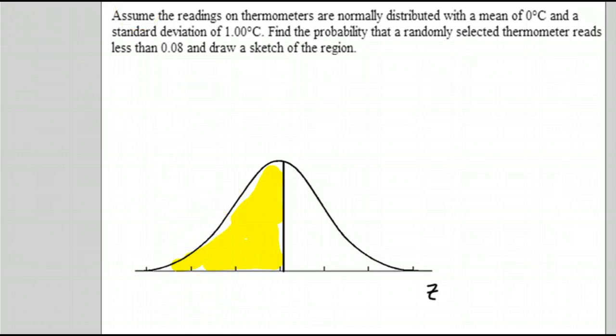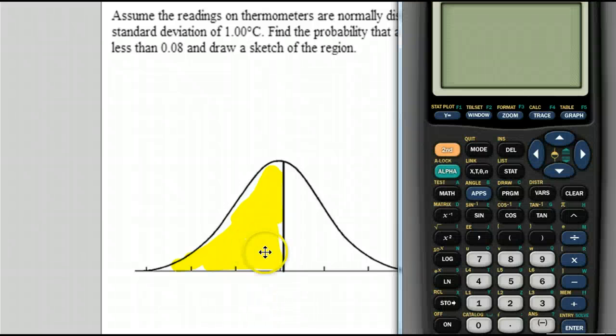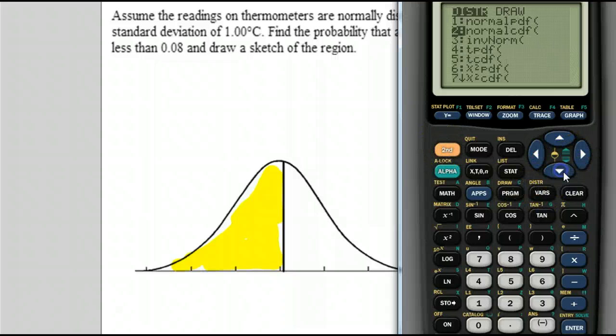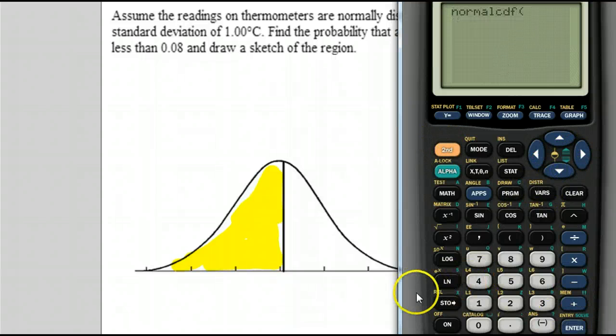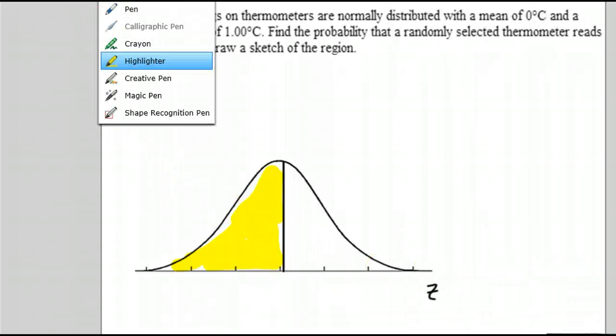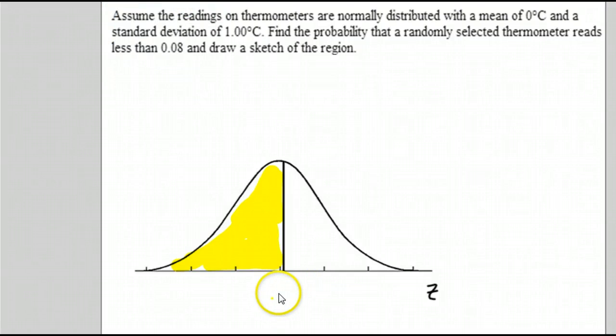So according to the calculator, what I've been telling you guys is to use, for areas in the normal distribution, the normal CDF, right? And the very first thing you put in is where does the shading start. So this starts way over to the left like that. We just put in a bunch of 9s after the negative sign. And where does it end? It ends right there at 0.08.